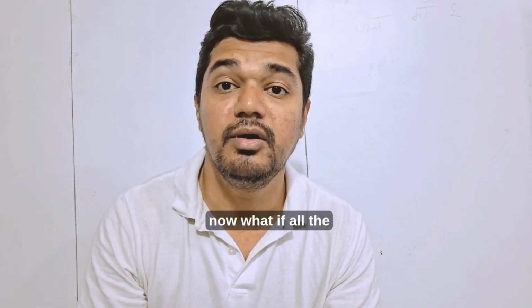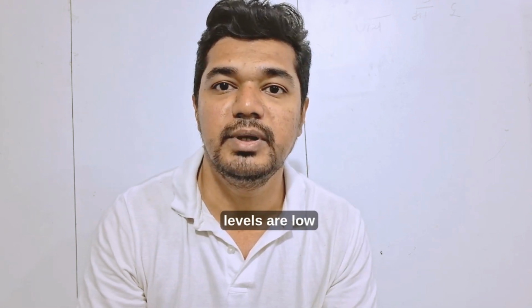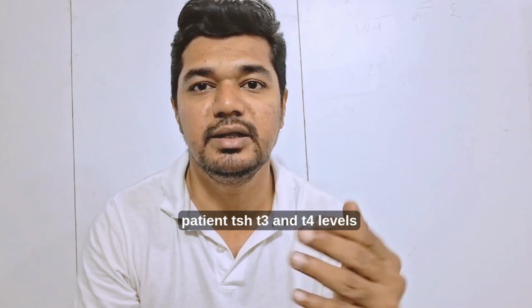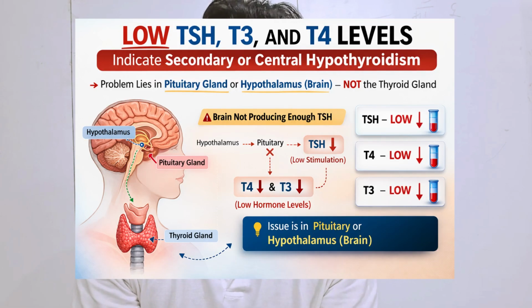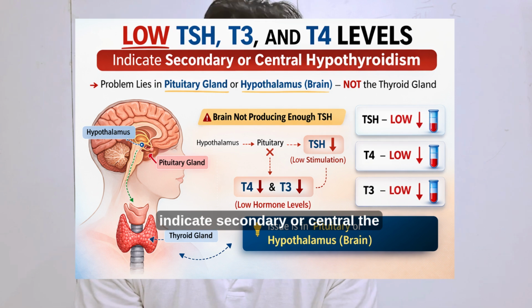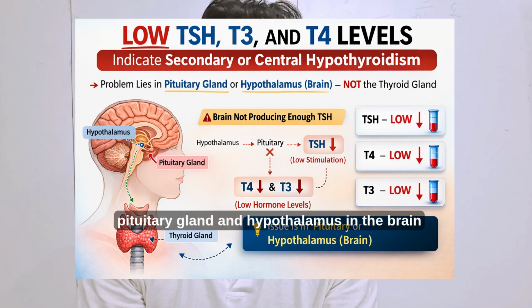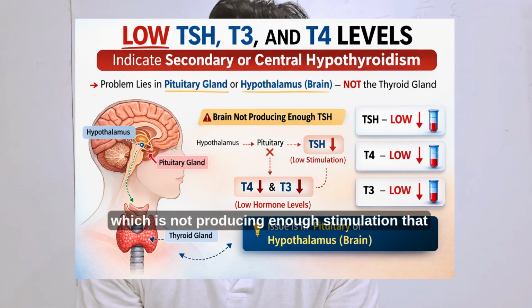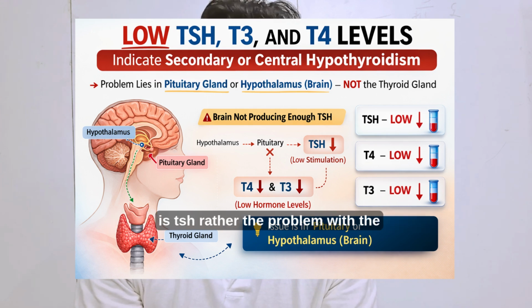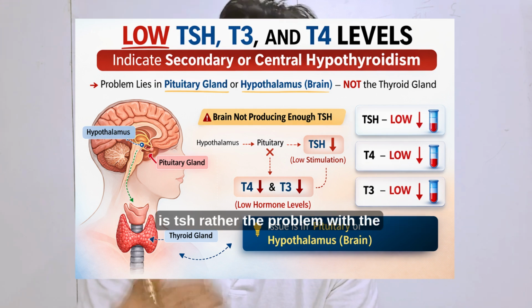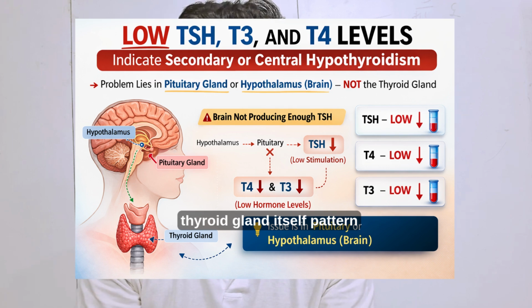Now, what if all the levels are low? The patient's TSH, T3 and T4 levels are all low. This typically indicates secondary or central hypothyroidism. The issue is likely rooted in the pituitary gland and hypothalamus in the brain, which are not producing enough stimulation, that is TSH, rather than a problem with the thyroid gland itself.